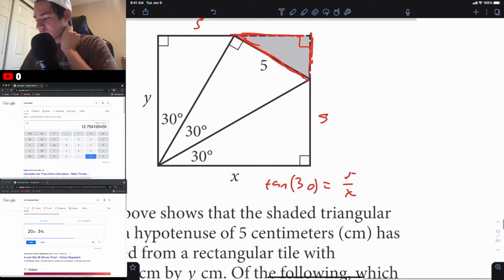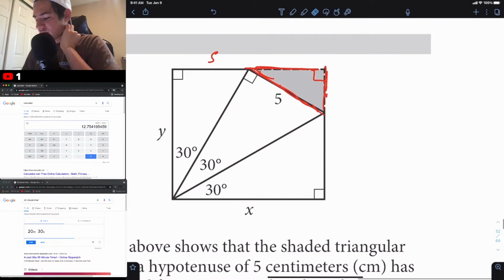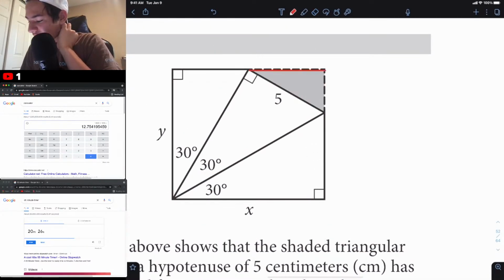Actually, no. Hold on. I'm not going to say that. I'm not going to assume that these are 5. There's no reason to assume here. We don't need to assume, I don't think. We know we're going to have to find this triangle's area anyways, and subtract it from the main thing.